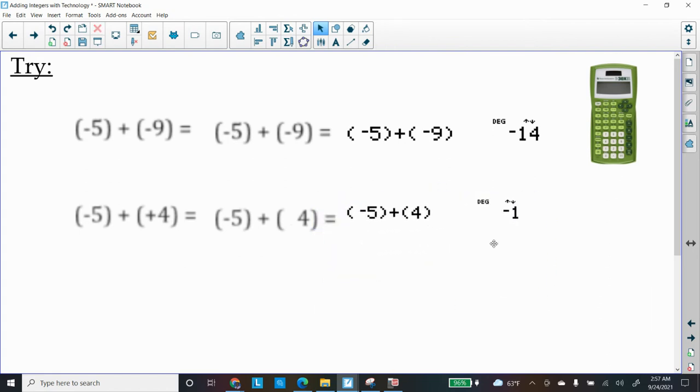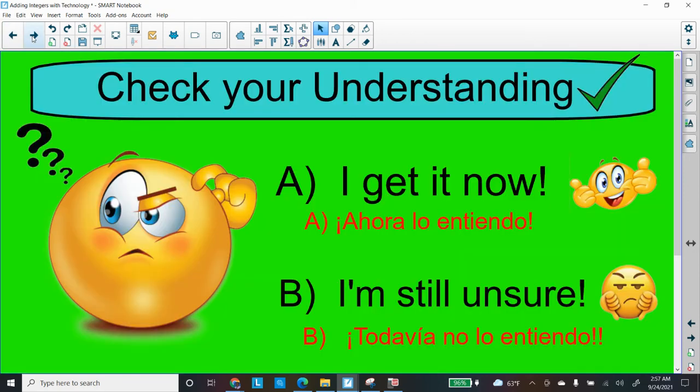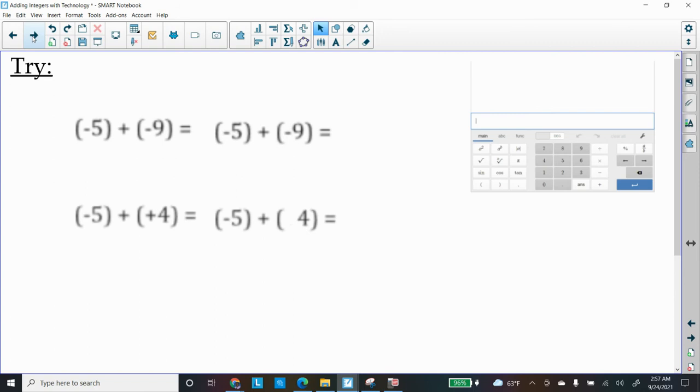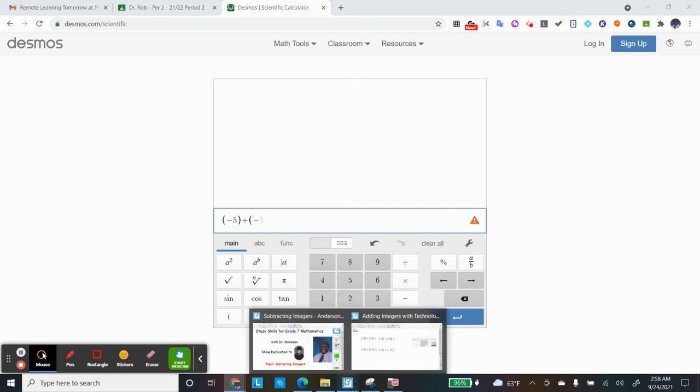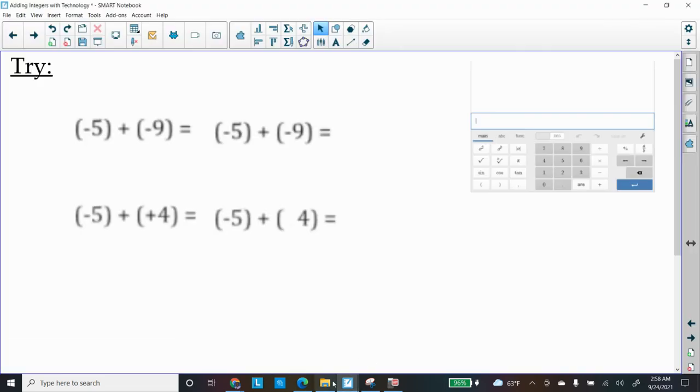Okay, so we tried it with that calculator. Let's go to Desmos. Well, first, I hope you understand what's going on. If you're not sure, rewatch the video and write down your questions and bring them in. So let's now go to Desmos. So we got -5 plus -9 in parentheses. So let's clear this. -5, parentheses, -5, and so I'm using the minus sign. -5, close that, plus -9. I think it was -9, right? -9, yes.